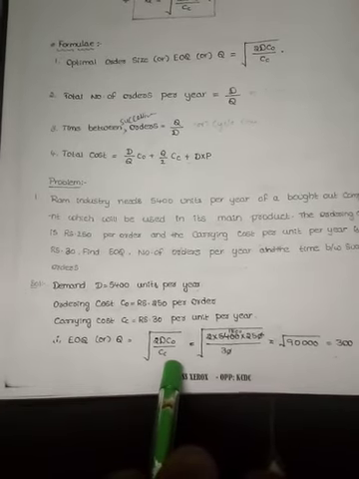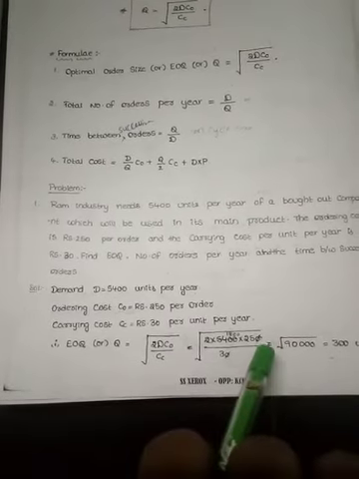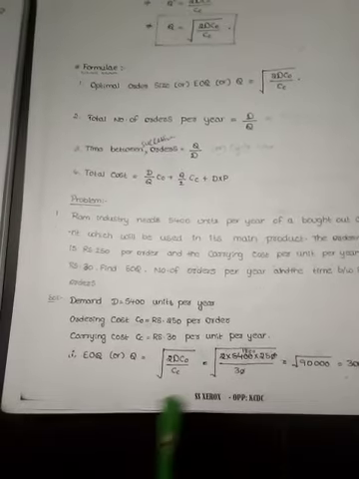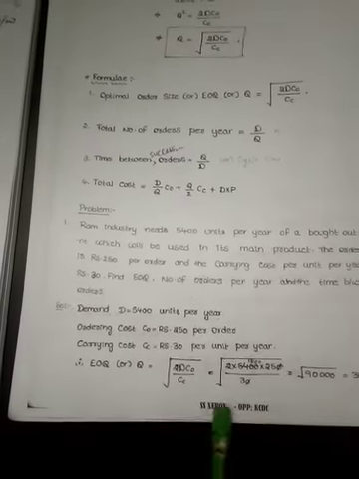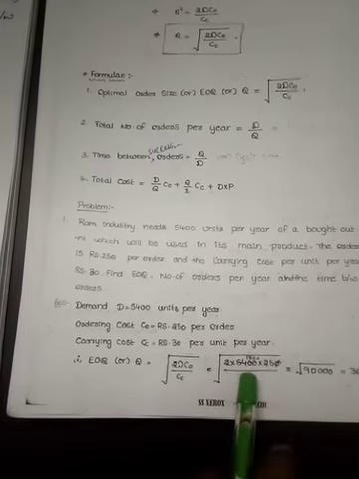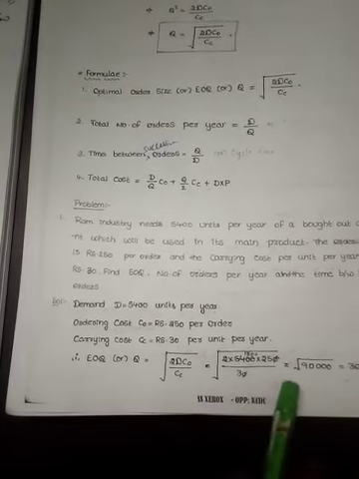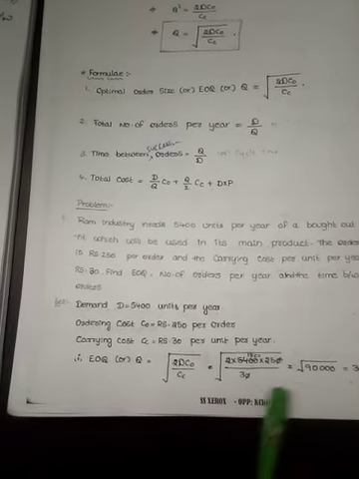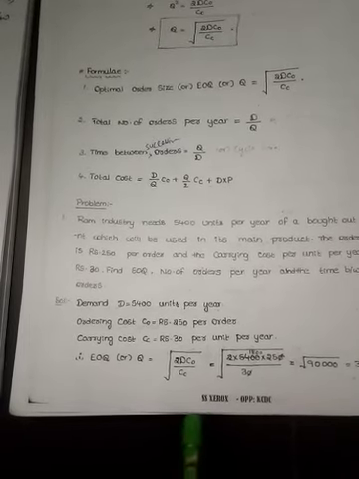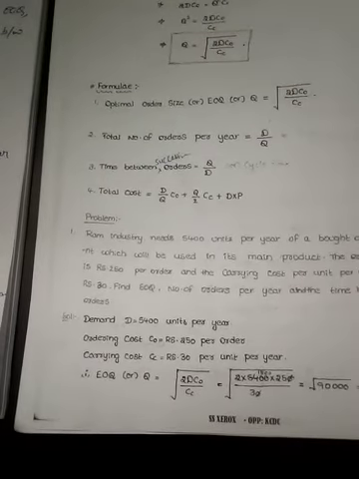By substituting the values of D, C naught and Cc, we get Q is equal to root of 2 into 5,400 into 250 by 30. By doing the calculation, we get 300 units. Coming to the next one, the number of orders per year is equal to D by Q.